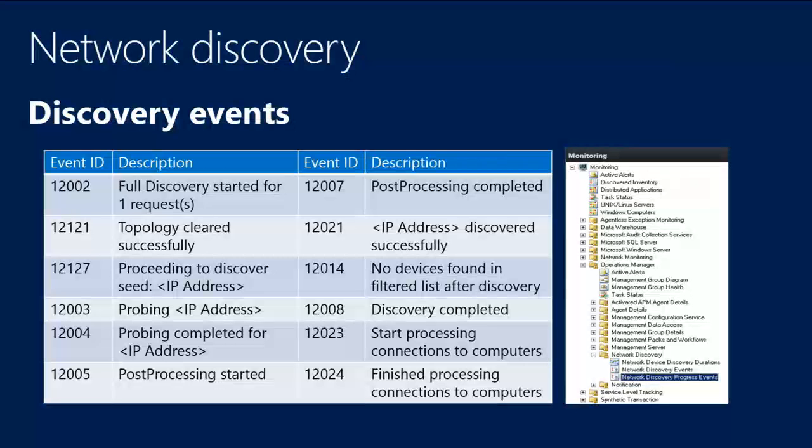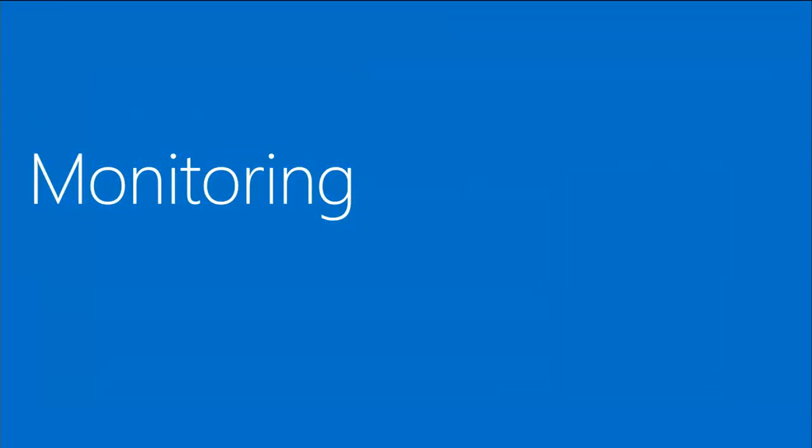There's a view called Network Discovery Progress Event. It's under the Operations Manager view folder, which actually will only show these. So once you kick off the discovery, you can just set it to that view and start seeing how it adds the network devices. So that's a good view to have when you're troubleshooting or adding devices.